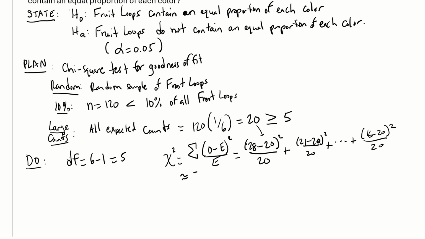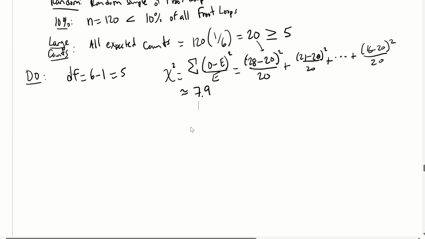All right, and we'll test this. You should get 7.9, but we can test it. We'll show you how to do it on the calculator in a second. So we can do the chi-squared GOF test. Let me put this off to the side. Chi-squared goodness of fit test.